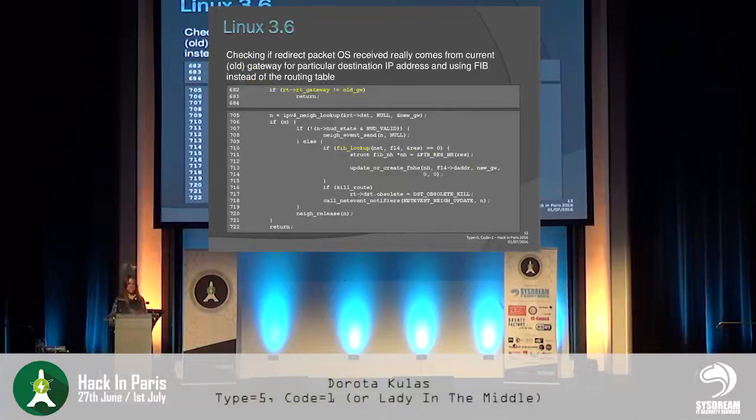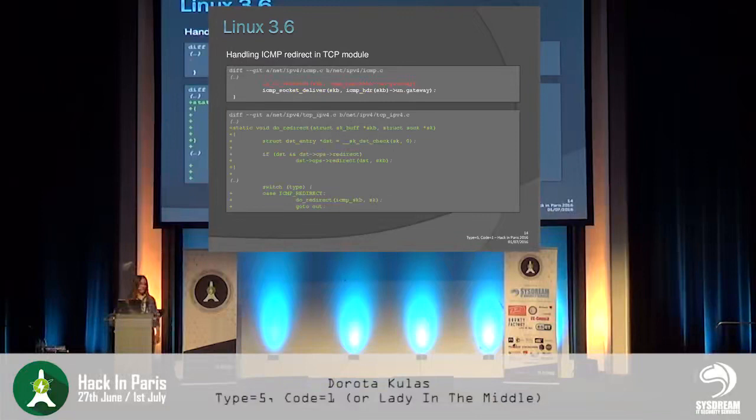So I was digging into the kernel source, so I can just show you what the changes were. The first yellow mark is just checking if this is the old gateway IP address. The other just shows that now this is a FIB lookup. And then in the TCP module example, they moved the ICMP redirect handling from ICMP to TCP or UDP or the respective modules.